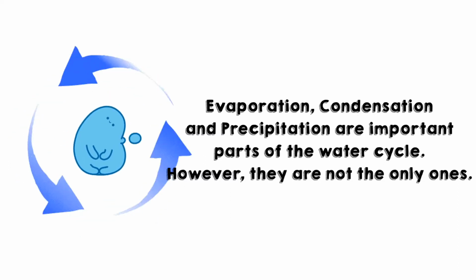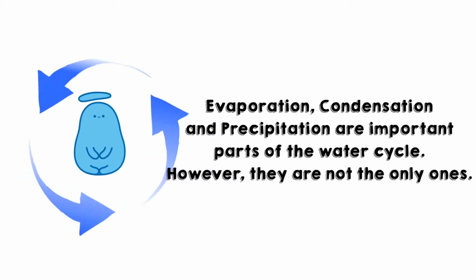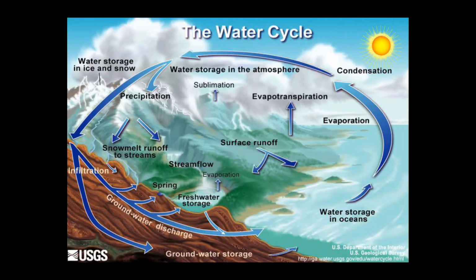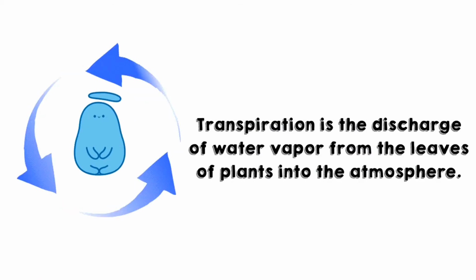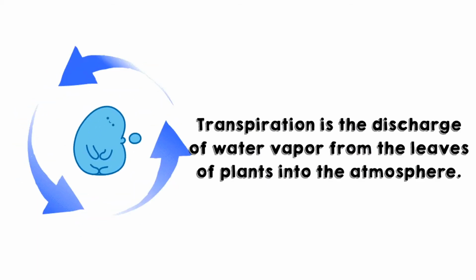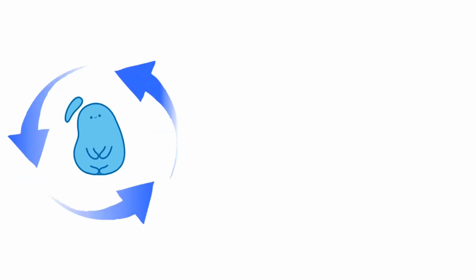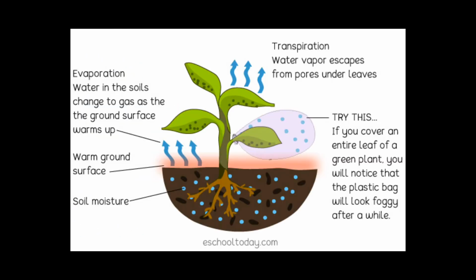Evaporation, condensation, and precipitation are important parts of the water cycle. However, they are not the only ones. Transpiration is a discharge of water vapor from the leaves of plants into the atmosphere. During transpiration, water absorbed from the soil by the roots of the plant is carried up into the leaves. There, moisture is discharged through small pores on the side of the leaves.